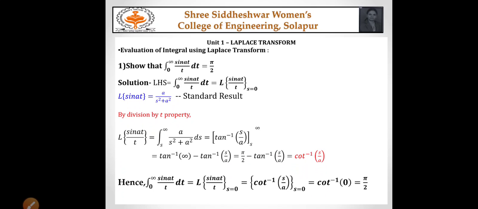Therefore, integration from 0 to infinity sin at by t dt, which is same as Laplace transform of sin at by t at s equal to 0, but this Laplace transform is cot inverse of s upon a, so we will put s equal to 0 here. We get cot inverse 0 and its value is pi by 2. So this is our required RHS, and hence we have proved the result. Now one more similar example.